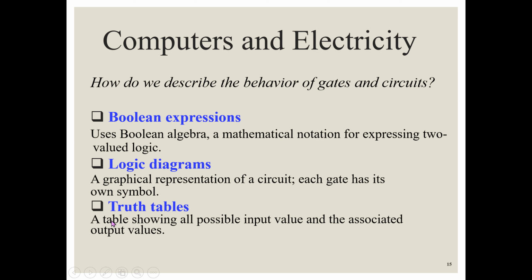Truth table. A truth table talks about the functionality of a particular gate or circuit. How will the circuit work if some inputs are given to it, and what kind of outputs will it produce? That functionality is called a truth table. A table showing all the possible input values and associated output values is called a truth table. It has the complete details about what kind of inputs we are feeding into that circuit and what kind of output it is producing. So this is regarding the truth table.